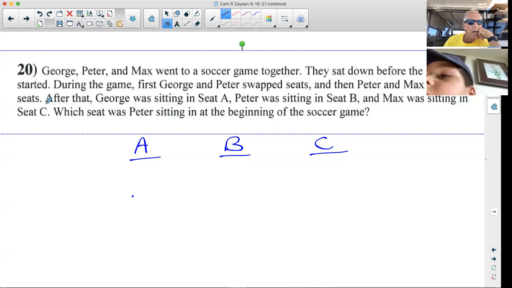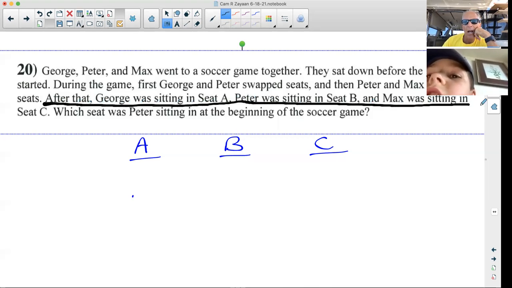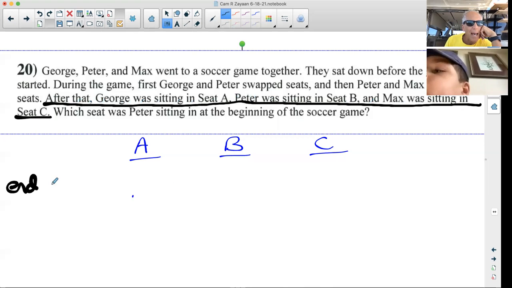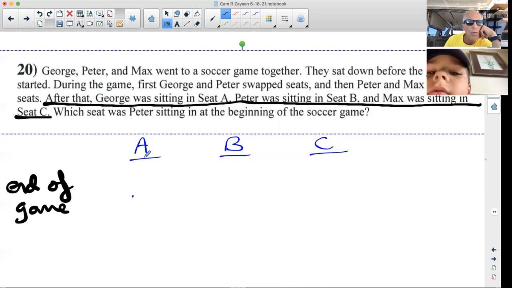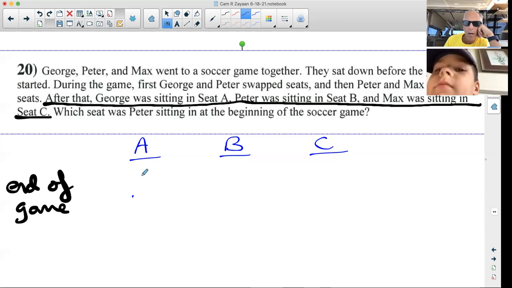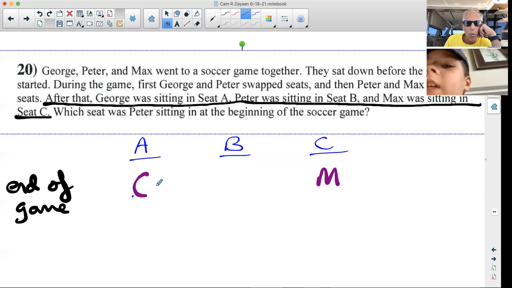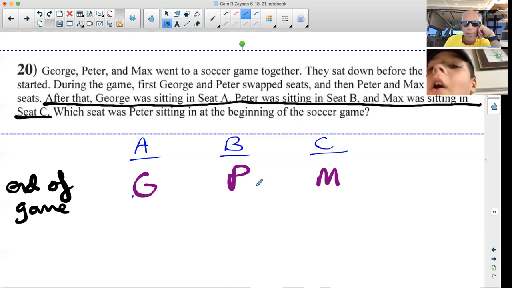So Peter, Max, and George, the soccer game started. During the game, first George and Peter swapped seats. So I'm thinking you should work backwards. Why not start with the end of the game? Who is in C at the end of the game? Max was sitting in seat C. Okay, so Max in seat C, we'll put an M under C. And we usually read from left to right.